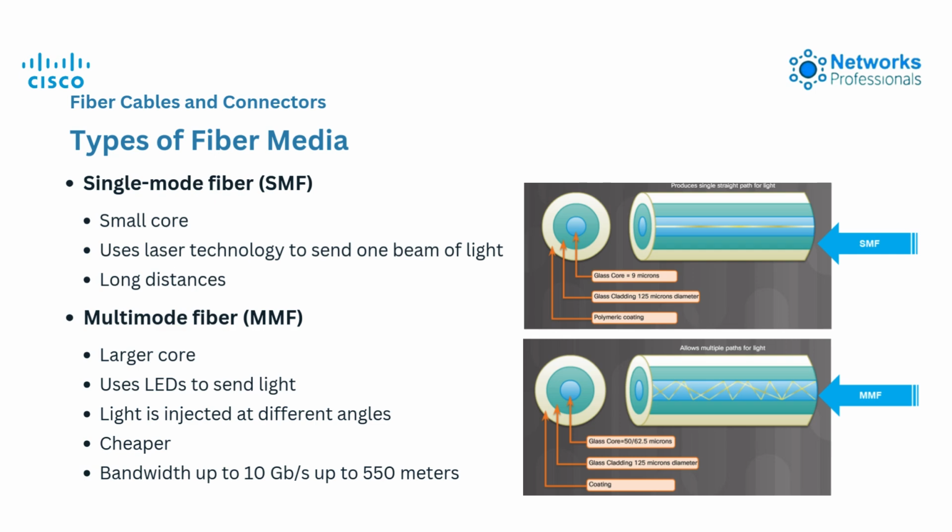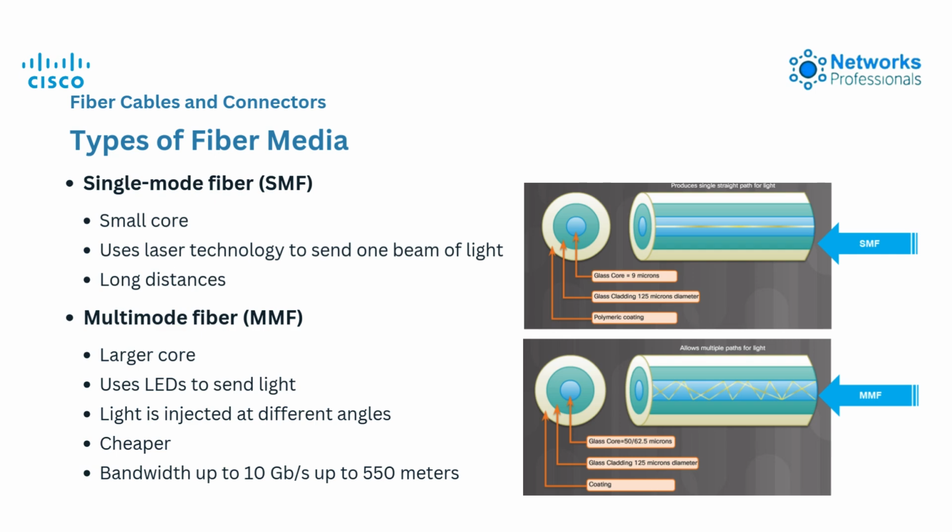The light travels through the core at different angles, which can cause light to bounce off the walls of the core, modal dispersion. Bandwidth and distance. Multi-mode fiber offers high bandwidth, up to 10 gigabits per second, but is limited to shorter distances, up to 550 meters. The light signal loses strength and clarity over long distances due to the multiple paths it can take inside the core. Cost. MMF is generally cheaper than SMF and is used in local area networks, LANs, data centers, and other medium-distance applications.